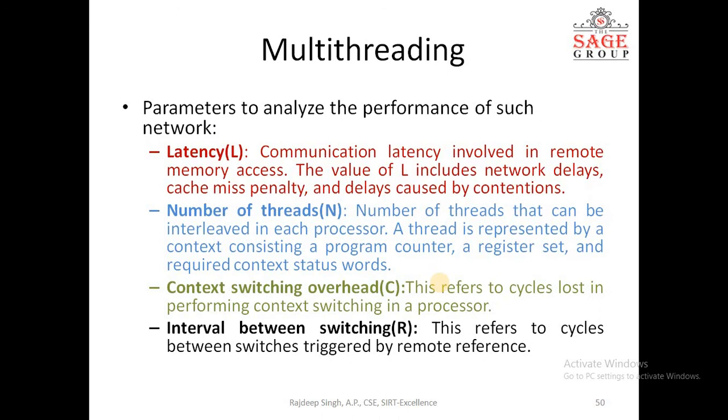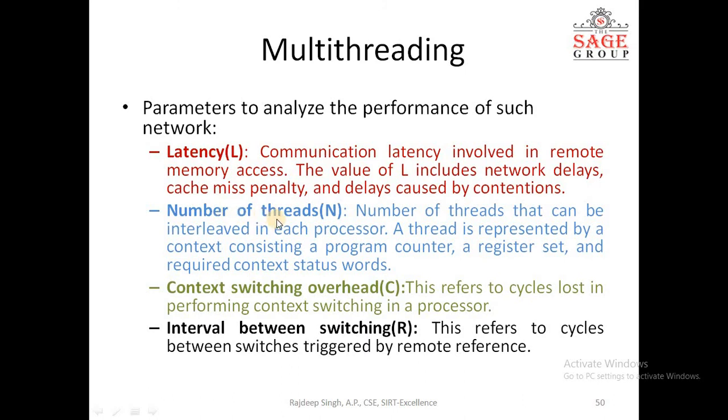Now what are the parameters to analyze the performance of such multi-computer networks which support multi-threading? So the first one is latency. Latency is represented as L. What is latency? Latency, or communication latency, is involved in remote memory access. The value of L includes network delays, cache miss penalty, and delays caused by contentions. Whatever latencies or delays are involved in accessing the network or the memory will be represented by this L.